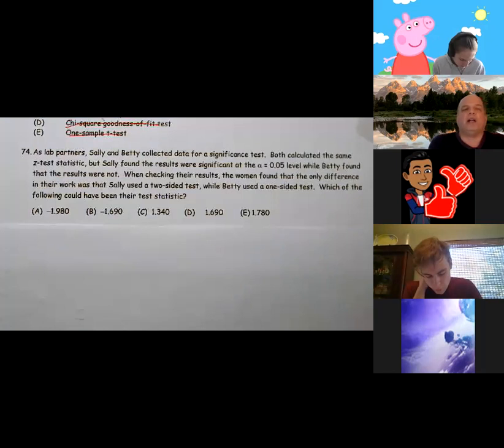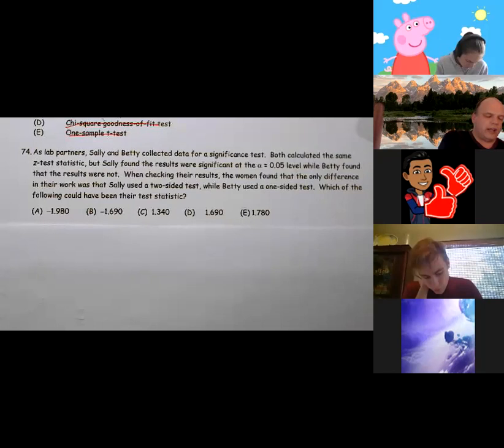As lab partners, Sally and Betty collected data for a significance test. Both calculated the same Z statistic, but Sally found the results were significant at alpha equal 0.05, while Betty found that the results were not. When checking the results, the women found that the only difference in their work was that Sally used a two-sided test and Betty used a one-sided.